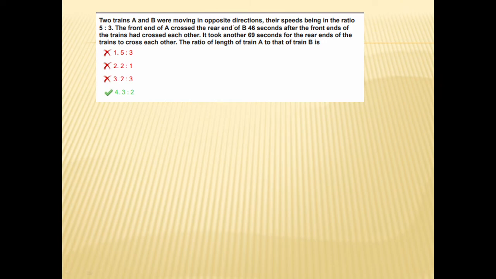Two trains A and B were moving in the opposite direction. Their speeds are in the ratio 5 to 3. This was a very easy conventional question. You must have done this many times. See, let this be train A and this be train B. Let the length of A be LA and the length of B be LB. This is 5, this is 3.